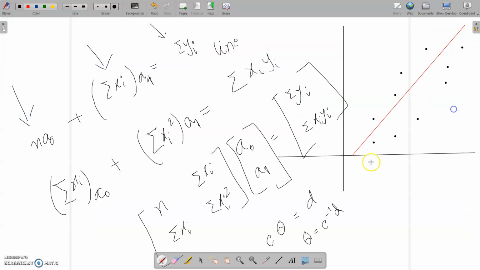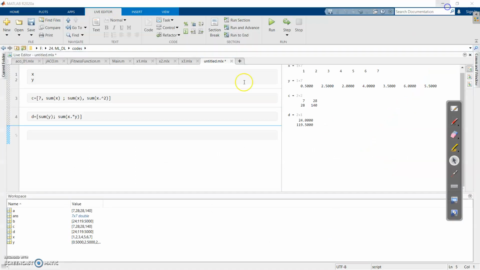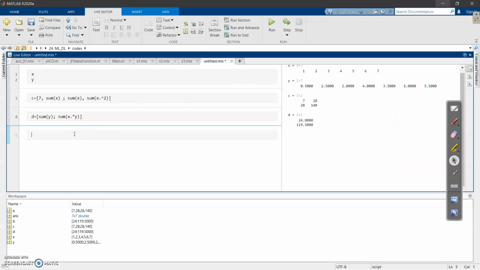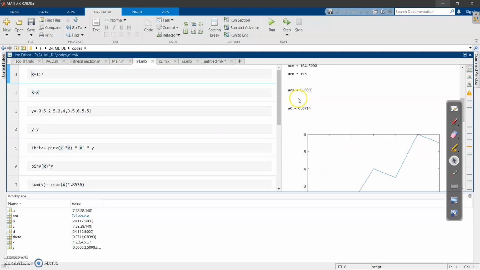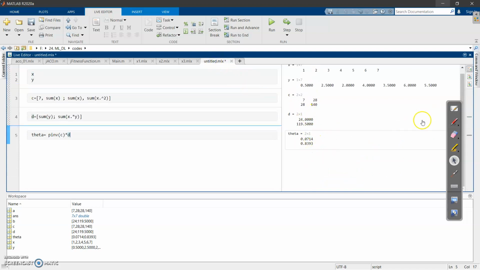Now if I want our theta, I have to take the inverse of the matrix. So theta is equals to inverse of c multiplied by d. If I run it, as you can see, the theta appears as 0.0714 and 0.8393, and I believe that was our answer. So this inversion is working.